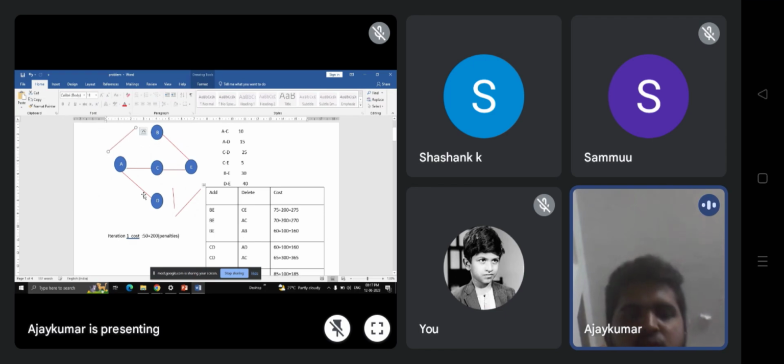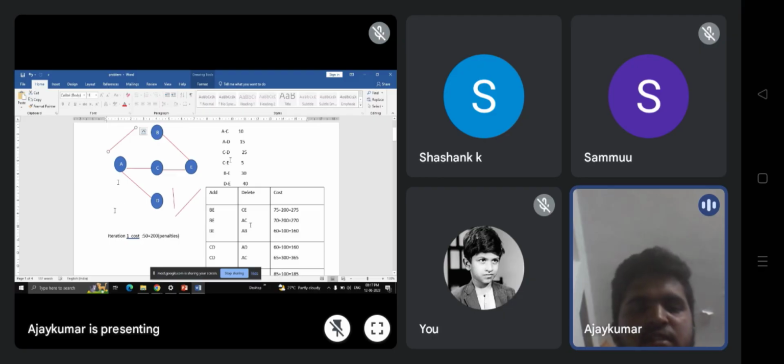Deleting AB, this also costs A to C is 10 and B to E is 30, 40 and C to E is 45 and A to D is 50. 45 plus 50, that's 60, plus 100. Here your penalty is only 100 because it has only one edge AD without having DE, and the second constraint is not violated.